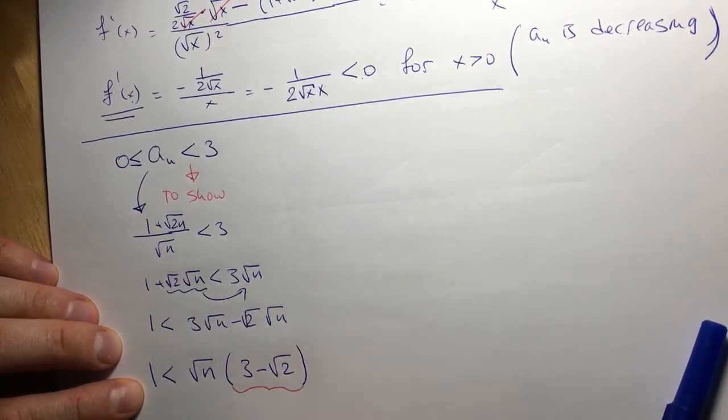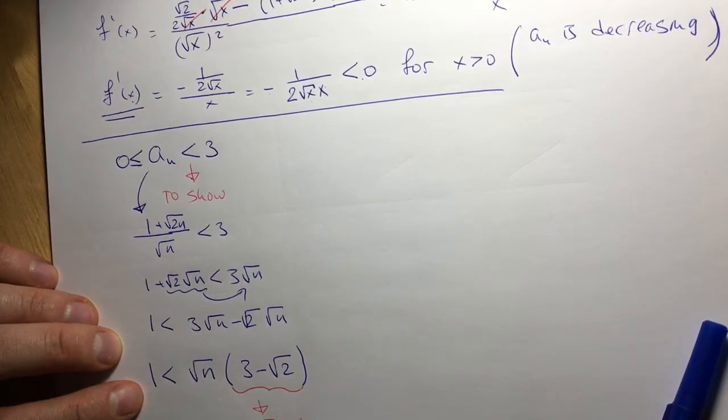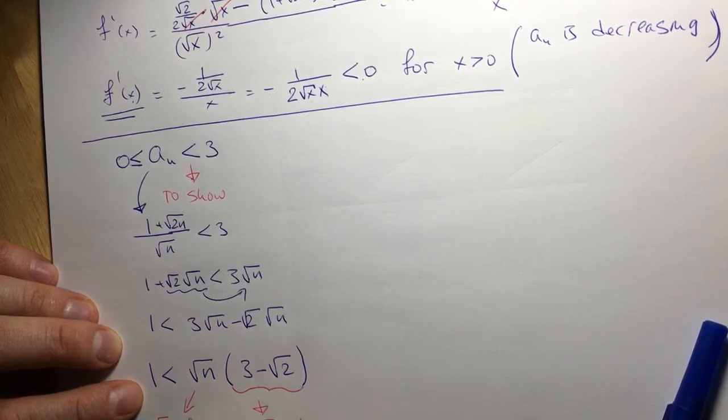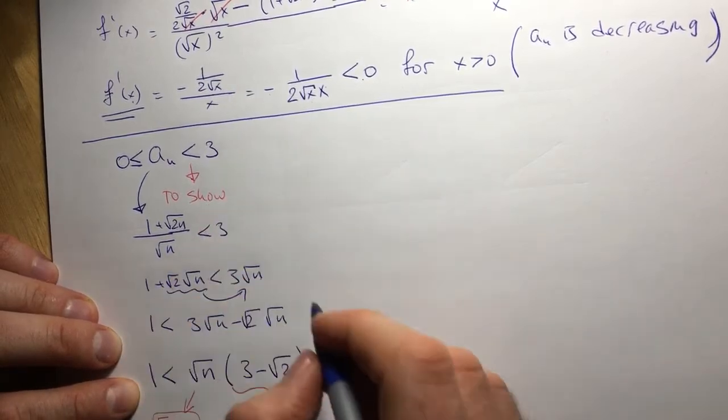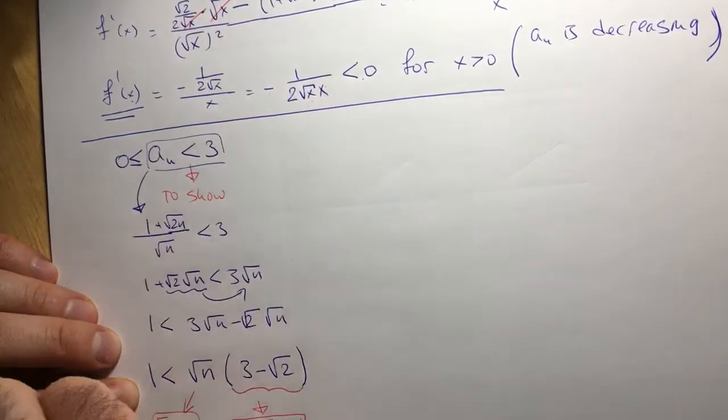Why? Because this term here, 3 minus square root of 2, is greater than 1. Okay? And square root of n is greater or equal to 1. The smallest value that this sequence can have is 1, when n is 1, and then it just becomes greater and greater. So a number greater or equal to 1 times a number greater than 1 is definitely greater than 1. So we have shown this, right?